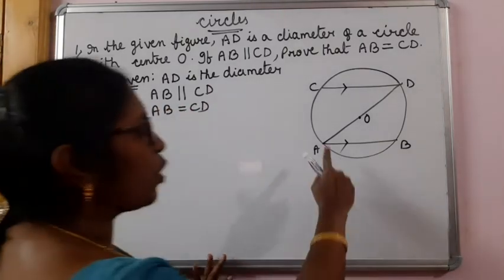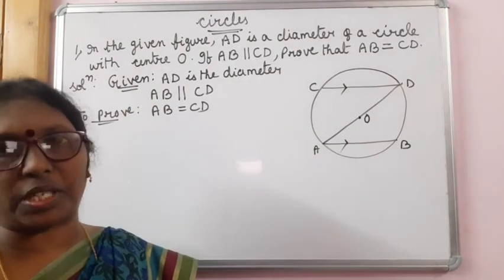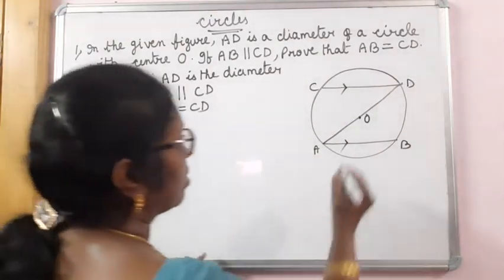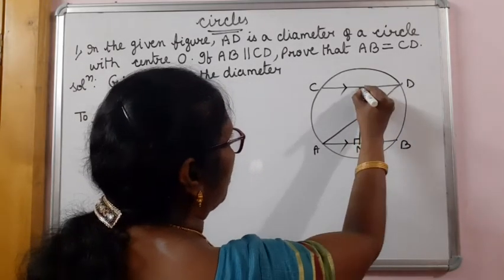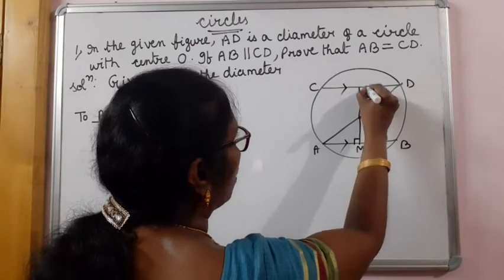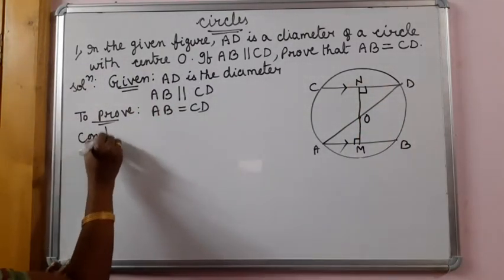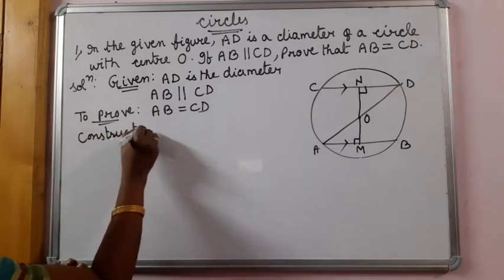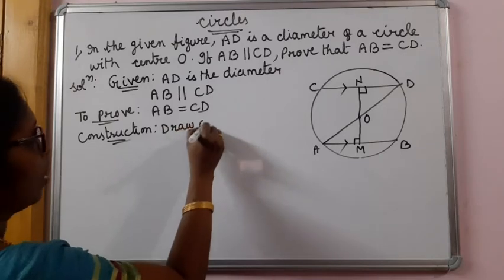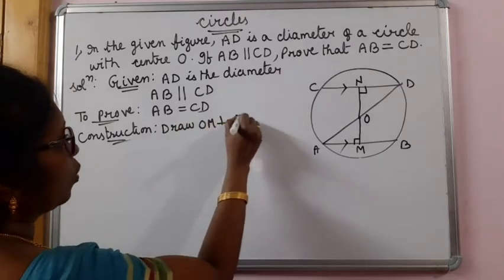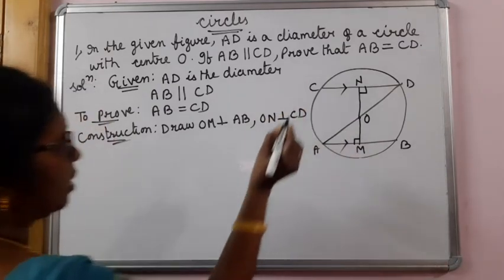Okay? In order to prove AB is equal to CD, we have to do some construction step. That is, draw OM perpendicular to AB and ON perpendicular to CD. So that we have to do in the construction step. Draw OM perpendicular to AB and ON perpendicular to CD.